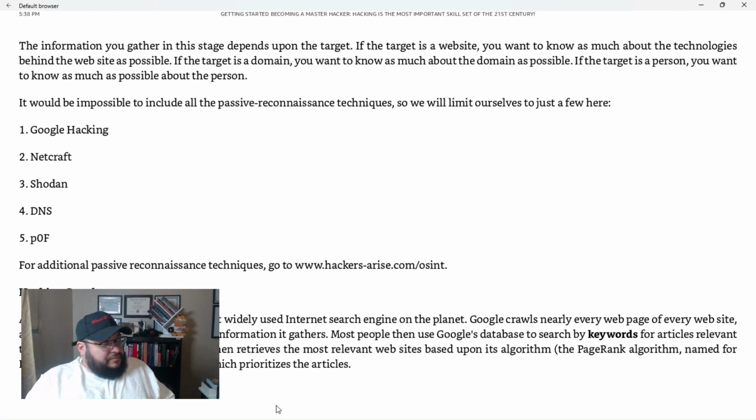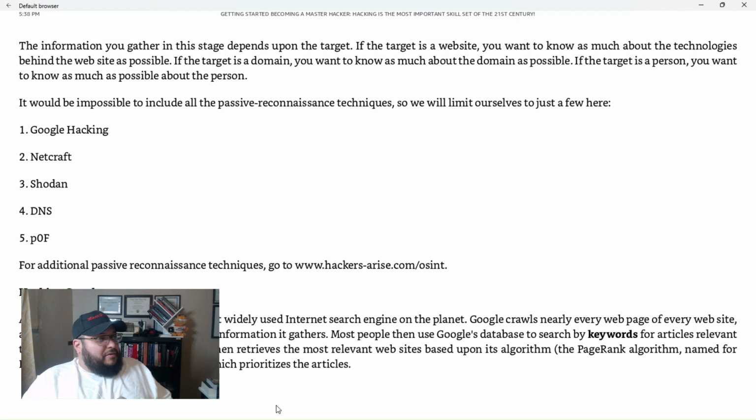Hacking Google. As we all know, Google operates the most widely used internet search engine on the planet. Google crawls nearly every web page of every website and builds a massive database for all the information it gathers. Most people then use Google's database to search keywords for articles relevant to the subject of their inquiry. Google then retrieves the most relevant websites based on its algorithm.